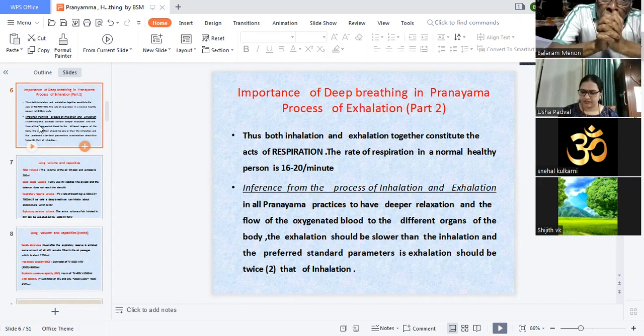Now, in all pranayama, with regard to the process of inhalation and exhalation, to have deeper relaxation and the flow of oxygenated blood to different organs of the body, the exhalation should be slower than the inhalation. The preferred standard parameter is that exhalation should be twice that of inhalation. That is the standard methodological parameter for pranayama: exhalation should always be twice that of inhalation.